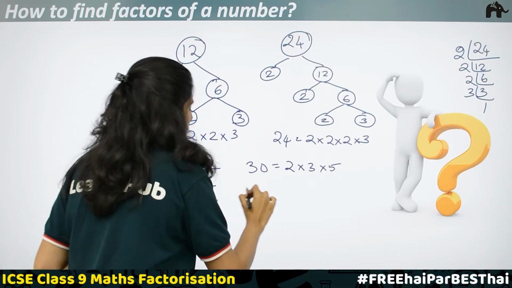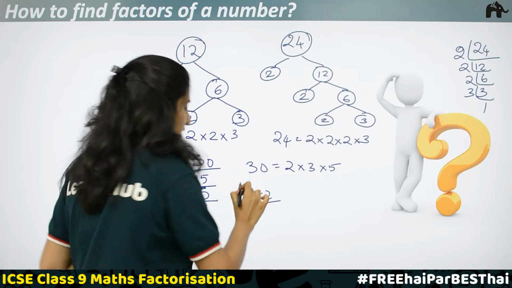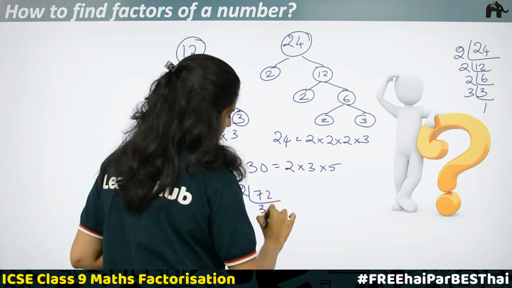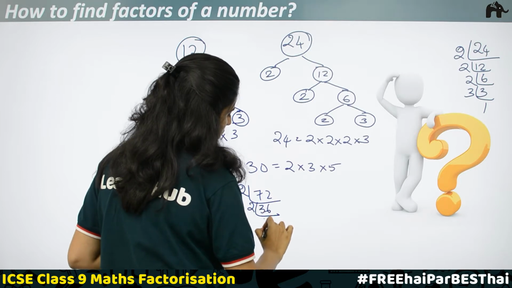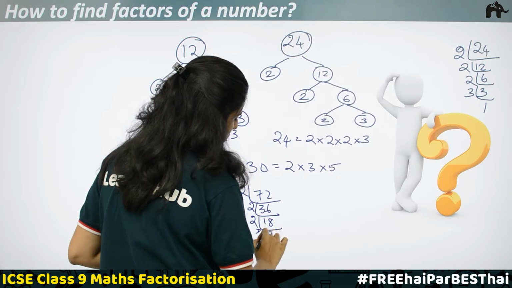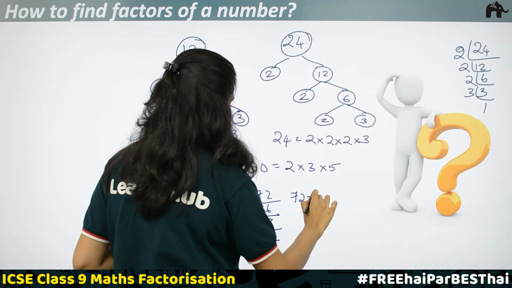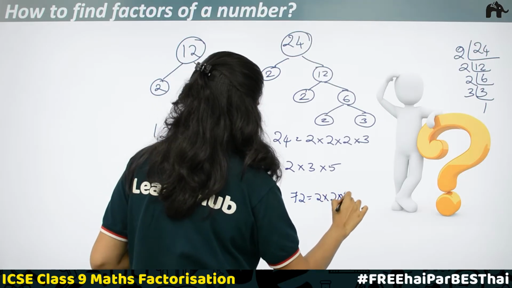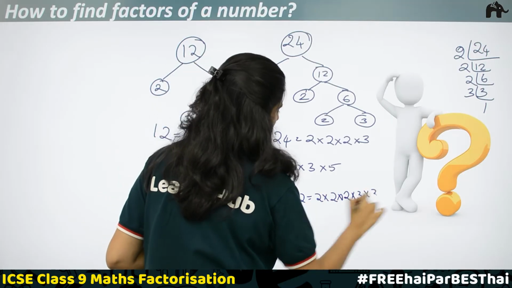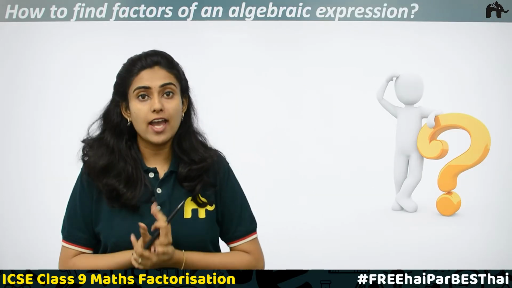Okay. To find for the number 72, it can be divided with 2. You get 36. Again with 2, you get 18. With 2, you get 9. Now with 3, you get 3, 3, 1. Okay, so 72 is 2 into 2 into 2 into 3 into 3. Clear? So we understood how to find the factors of a number.